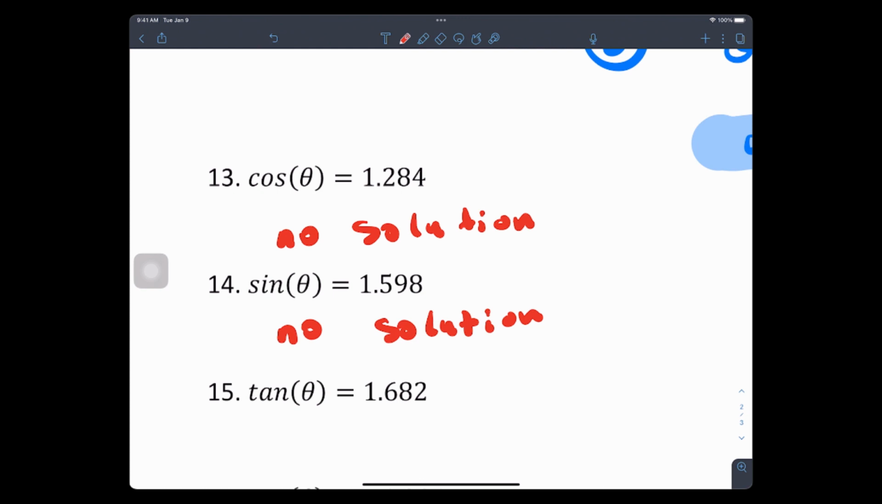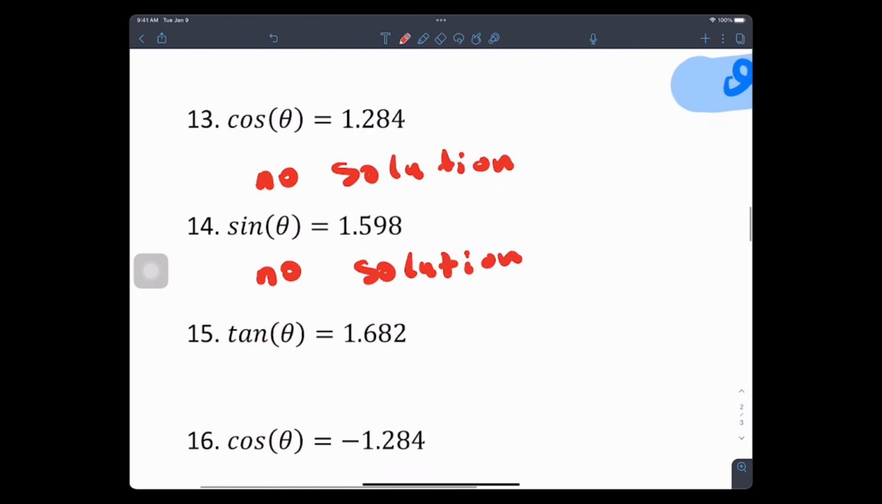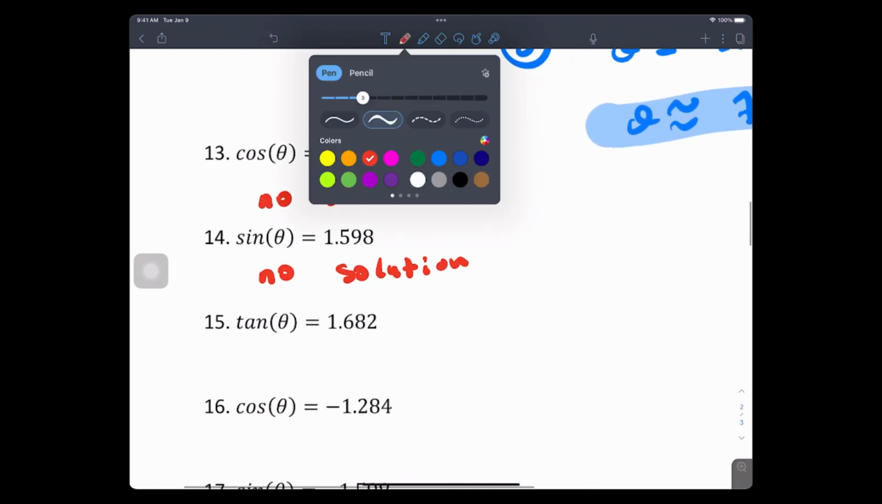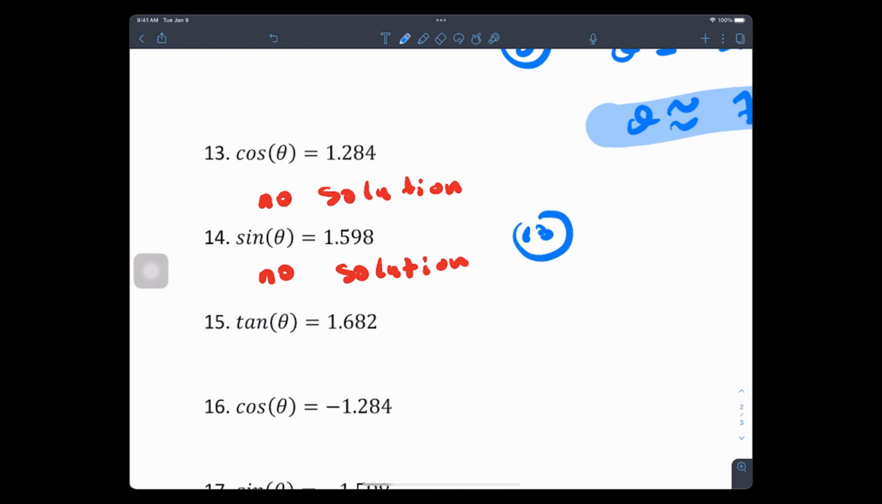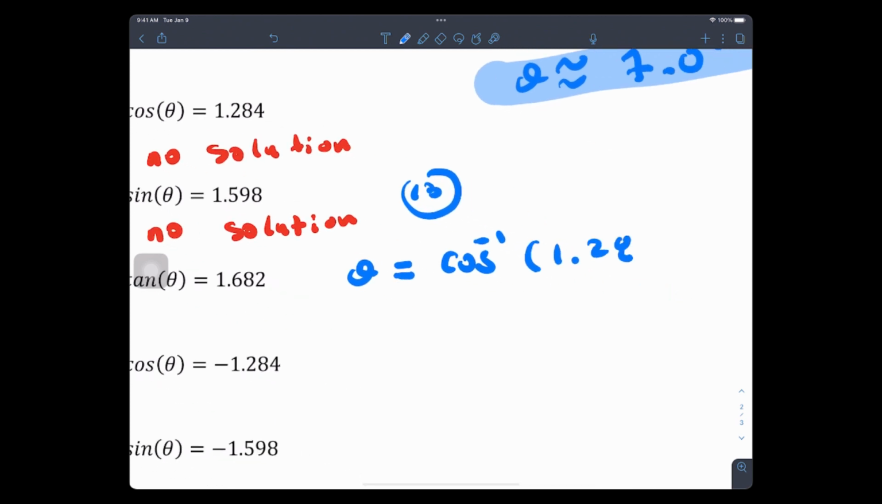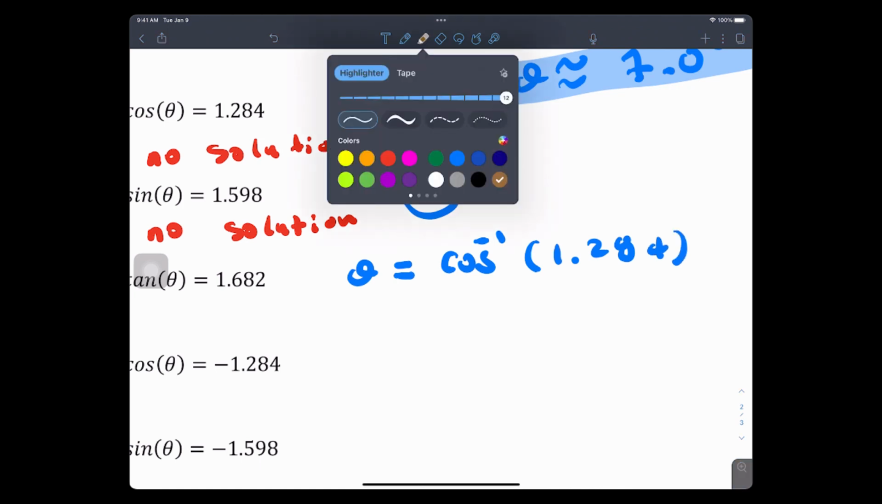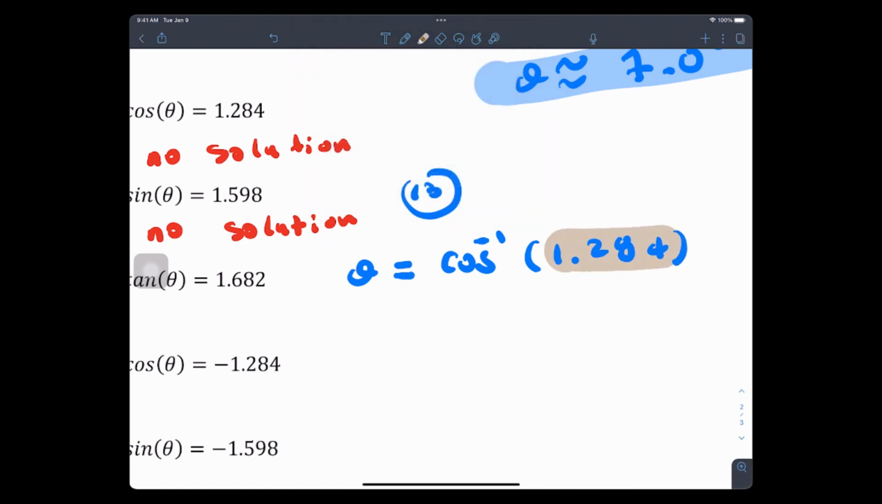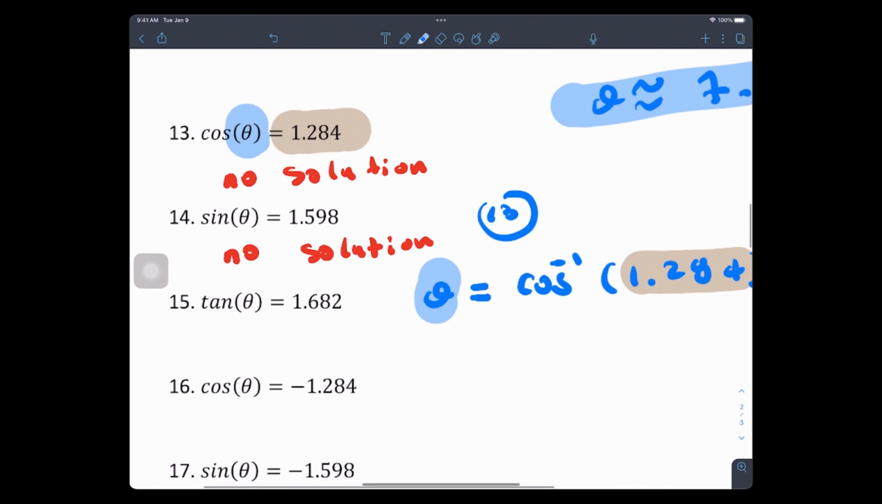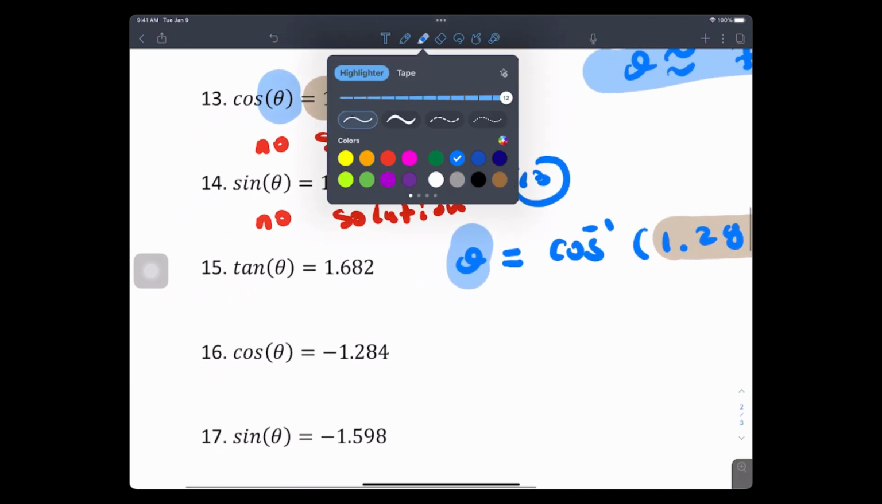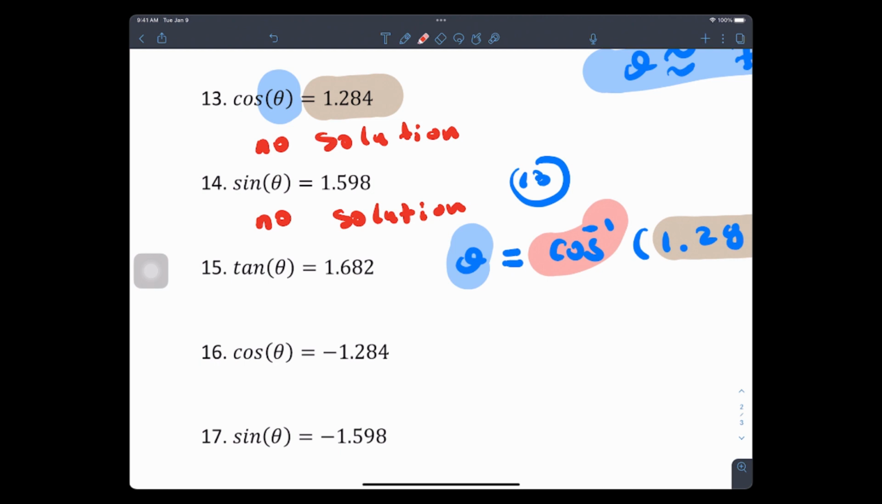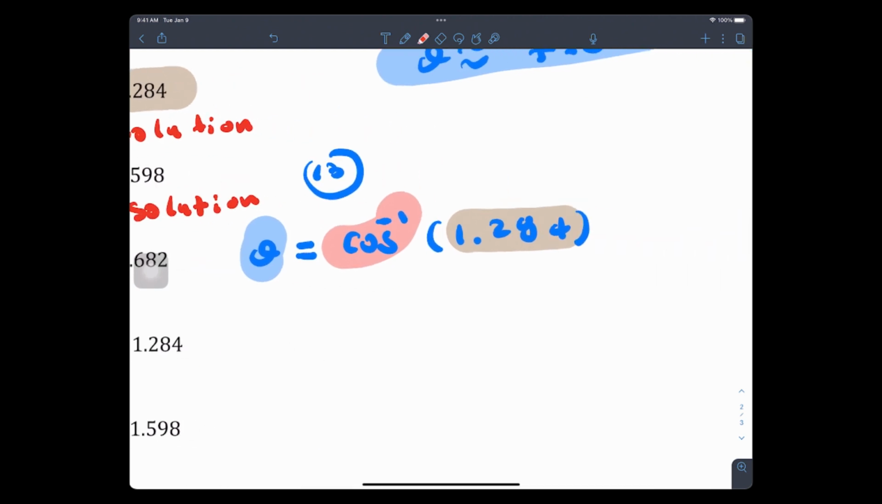Now, let's say you forget this fact. Let's say you forget and you go, oh my God, Mr. Judge, I'm using my calculator, because people forget. So for example, number 13, you might say, hey, theta is inverse cosine of 1.284. I'm trying to find theta. And it's going to be the inverse cosine key. And say you go, you know what? You're going to use your calculator and you're going to punch that in.